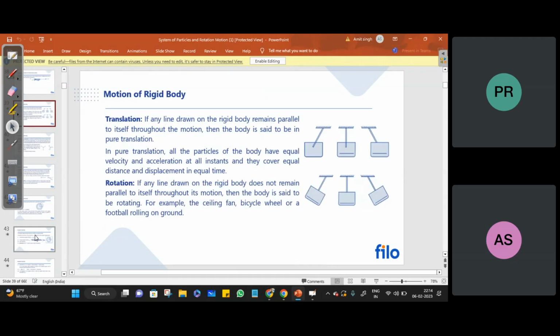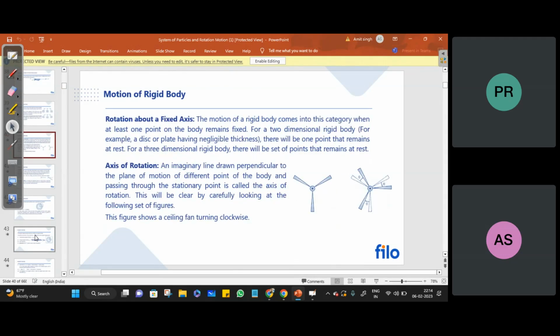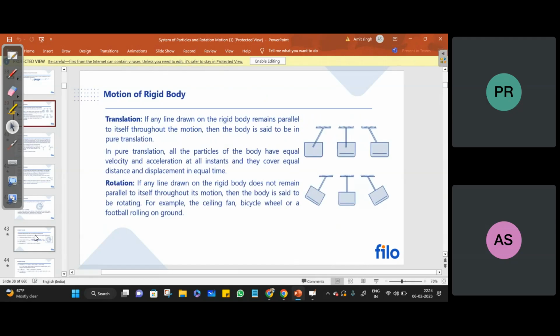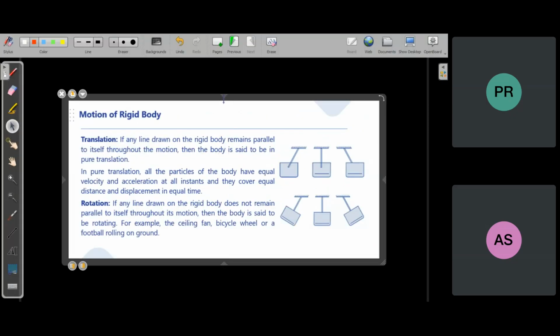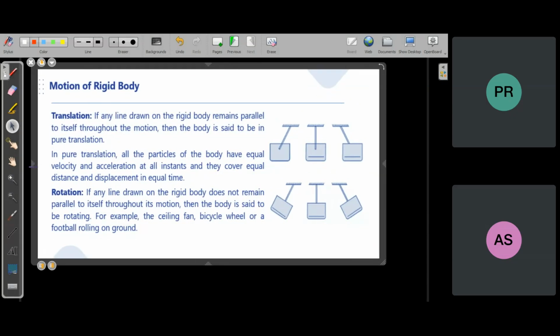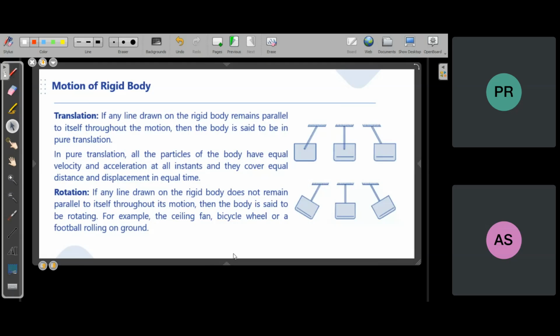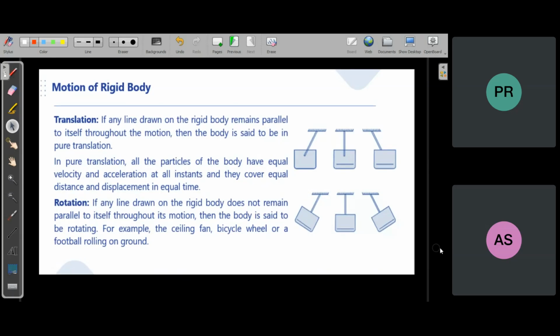First of all, till now we were studying the translational motion, where a particle starts from one point and goes to another point. But now we have to study motion of a rigid body. Earlier, everything we were treating as a particle. Particles can only do translational motion. Particles cannot do rotational motion because rotational motion is not defined for a particle. Rotational motion is only defined for rigid bodies. Only bodies rotate.